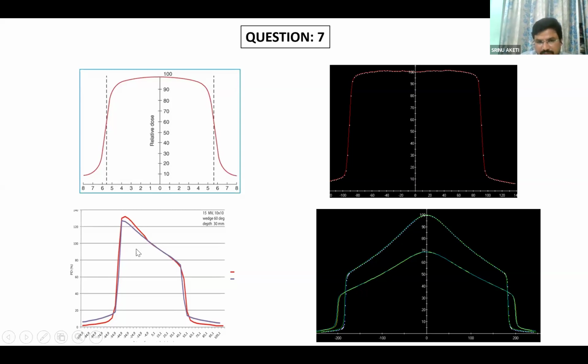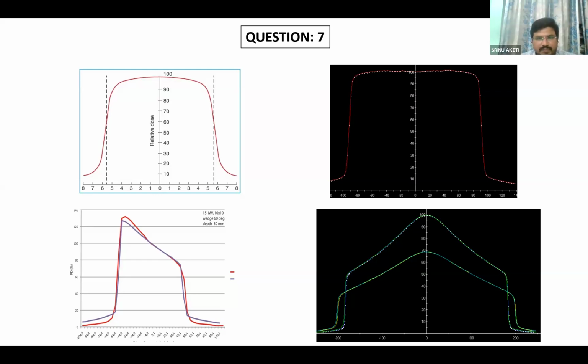What about this profile? Sir, this is the profile after placing the wedge, sir. Yes, because of the wedge. The wedge has a thicker side, so on the thicker side the dose is decreased. Very good. So what about this profile? This is a flattening filter free beam, sir. Without a filter, the flattening filter free beam, there is forward scatter. That's why in the central axis there is a high peak, sir.